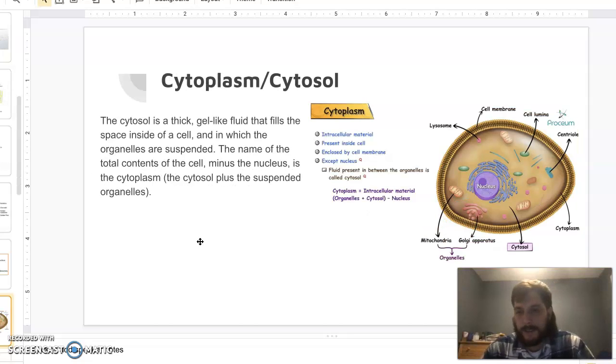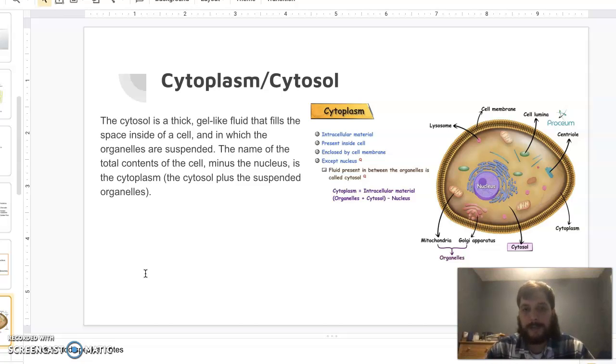So the next organelle that we're going to learn about is the cytoplasm, or the cytosol. The cytosol is a thick gel-like fluid that fills the space inside of a cell, and it's where the organelles are suspended. All the organelles that are in a cell are within the cytosol. The name of the total contents of the cell minus the nucleus is the cytoplasm.